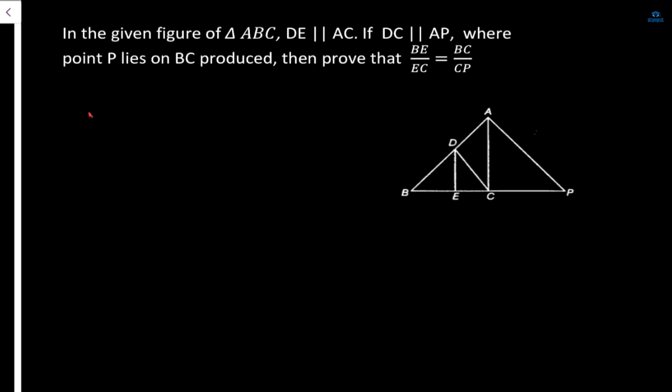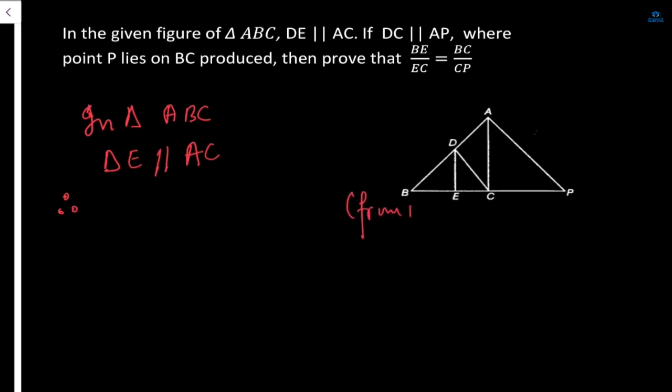So if you just take the triangle, in triangle ABC, DE is parallel to AC. Therefore, from BPT, what will you get? BE upon EC will be equal to BD upon DA. Yes or no? Yes, ma'am. Okay, fine. This will be equation 1.